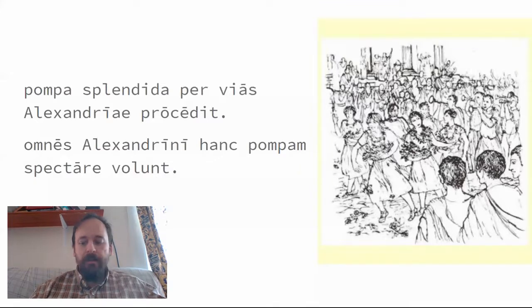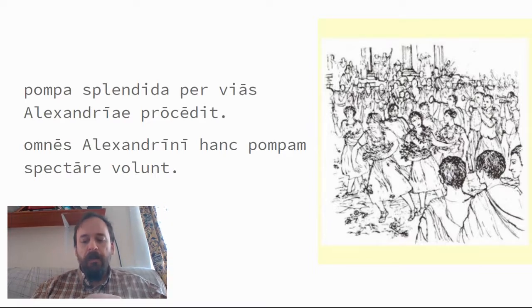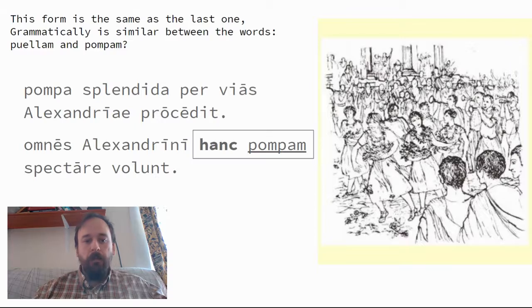Let's go out with them and experience Alexandria. Pompa splendida per vias Alexandriae procedit. Omnes Alexandrini hanc pompam spectare volunt. Pompa splendida. So here's a pompa. It's hard to see from this picture, but pompa is similar to the word agmen, but this is more of a celebration. So this is better translated as parade. A splendid parade. It is proceeding. All of the Alexandrians, they want to watch hanc pompam. There's that hanc again. It's the same form as we saw before when we were talking about hanc puellam. So what's similar with the words puellam and pompam? Let's find out more about this parade.